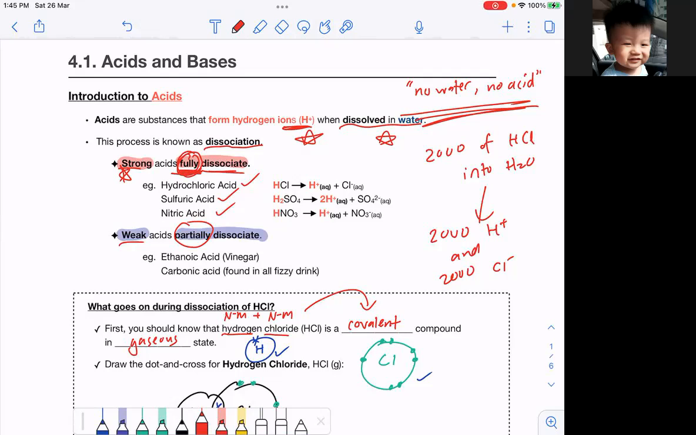This 2,000 doesn't matter. I can put 5 also. 5 of them will become 5. 2 million of them become 2 million. So they all will split. Okay, memorize the three acids, not just the English name. The English name must be memorized, and the chemical formula also must: HCl, H2SO4, and HNO3. Weak acids, no need to memorize.